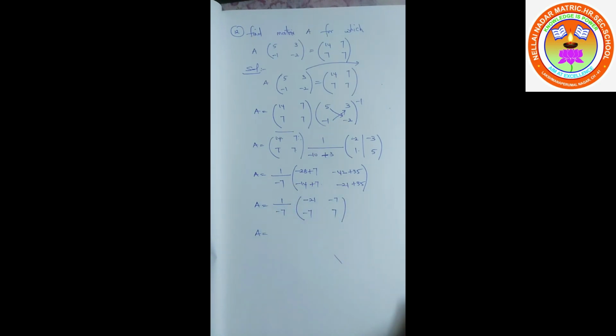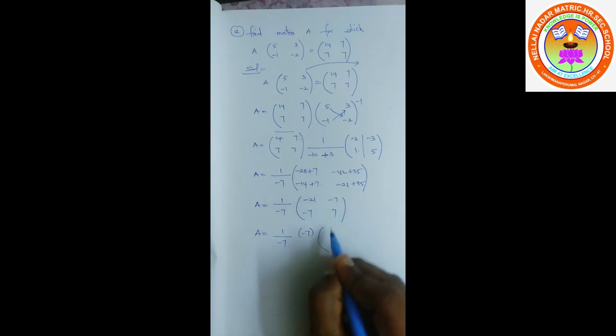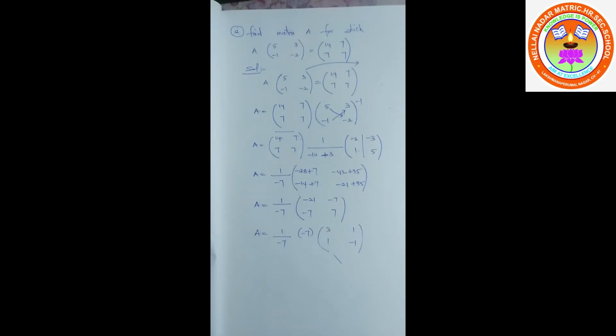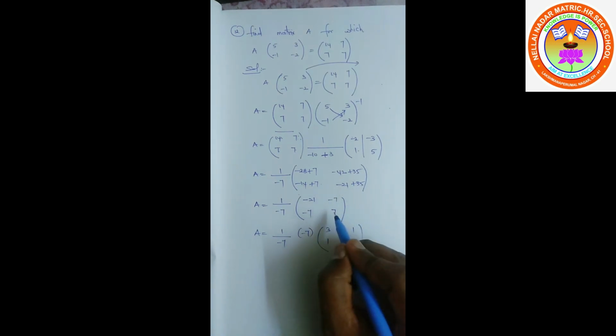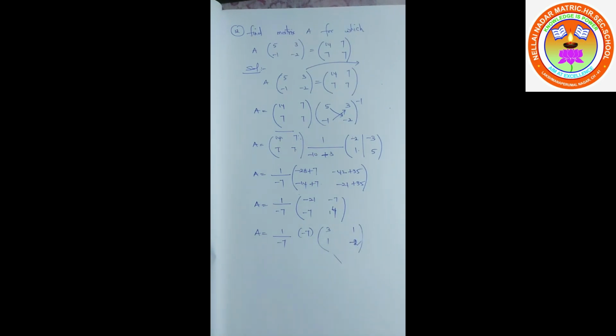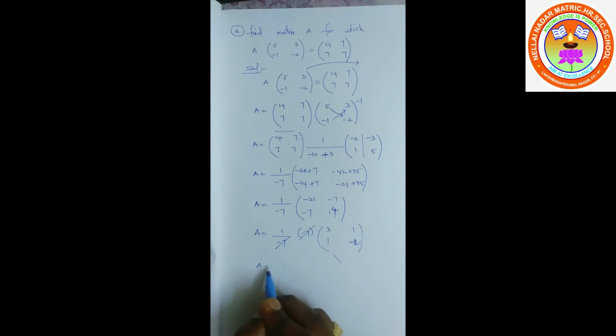Here all are minus, so I am going to take minus 7 outside. Already 1 divided by minus 7 is present. If I take minus 7 outside, this will become plus 3, this will become plus 1, this will become plus 1. Sorry, here minus 21 plus 35 gives us 14, I forgot. So it becomes minus 2. This minus 7 cancels. Therefore, A is equal to the matrix 3, 1, 1, minus 2.